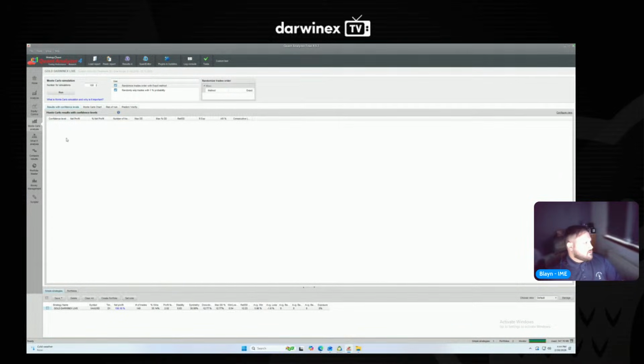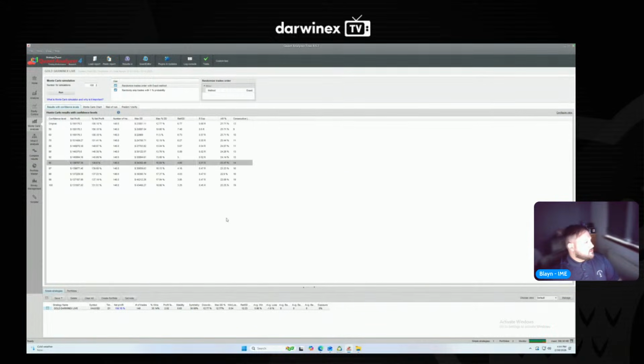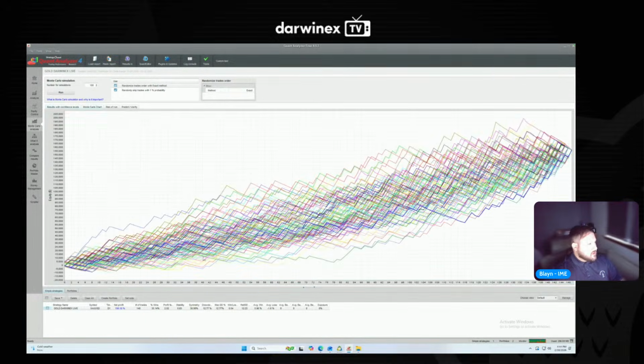So what I'm going to do is run 100 different sort of simulations. Okay. So what we're seeing here is Monte Carlo analysis, and what it is, if this works, is it's showing us totally different equity curves that could have happened in the sequence of trades that we had. Now you could run 1,000 of these again, and you'll get completely different results.